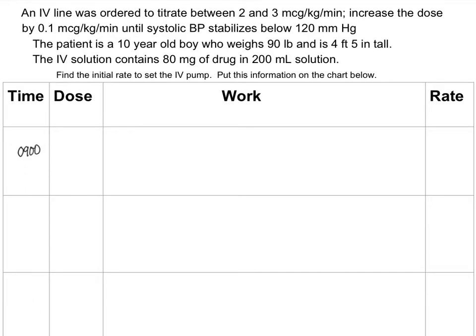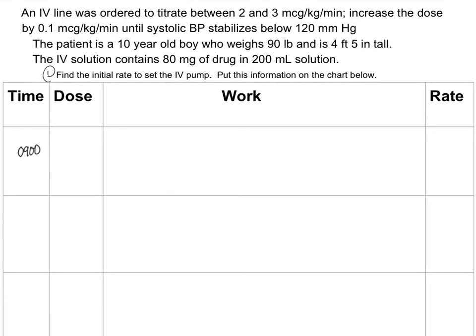We're also given some information about the patient, who weighs 90 pounds, and the IV solution that we will be using. The first thing that we want to do is to find the initial rate to set the IV pump. And we're going to put all this information in the chart.